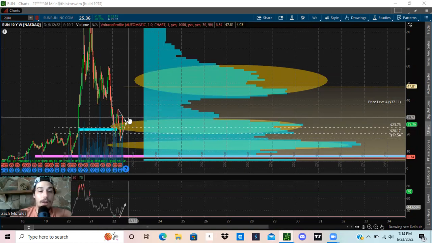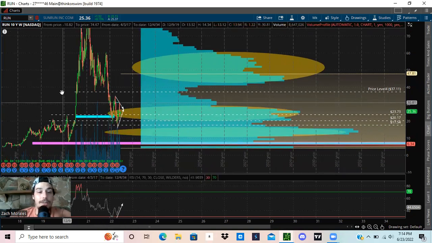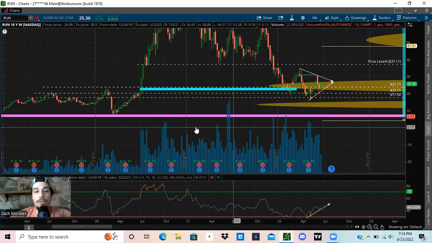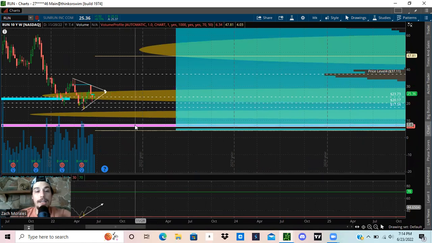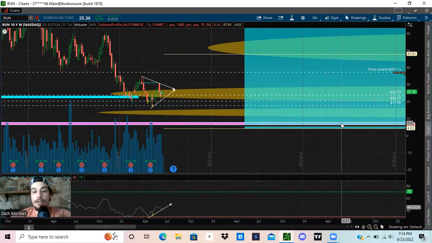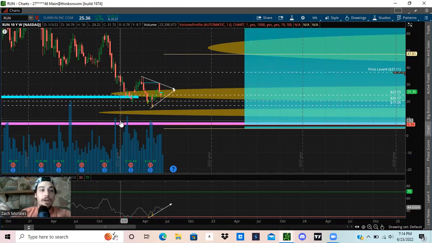Those are the main things I want you guys to pay attention to. The next thing we're going to look at is some really critical levels. This was our highest volume node. On the 10-year chart, we're looking at 10 years of data, and in the past 10 years, about $76 to $77 has the most volume on ticker symbol RUN.